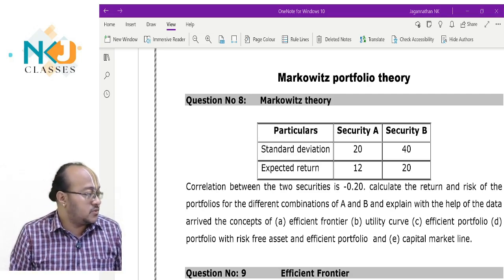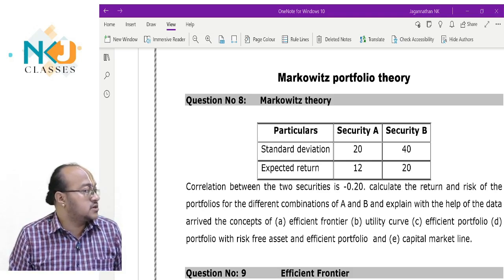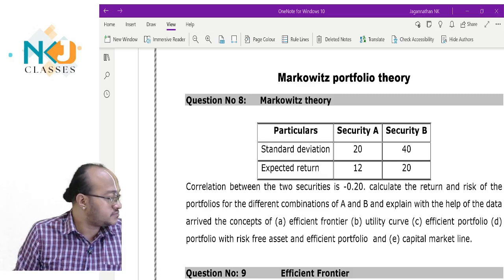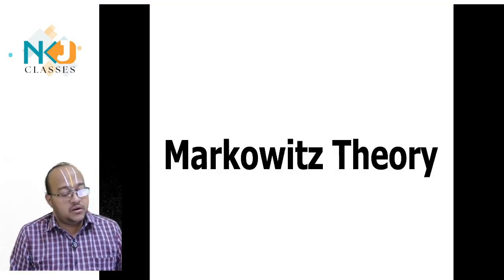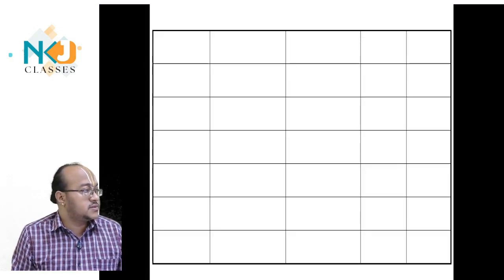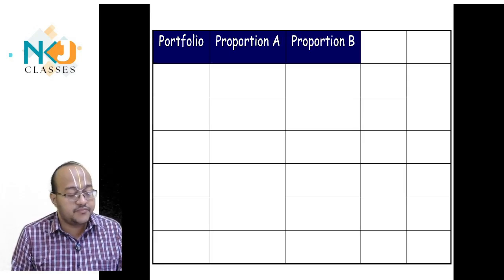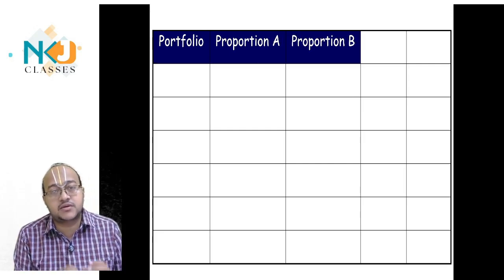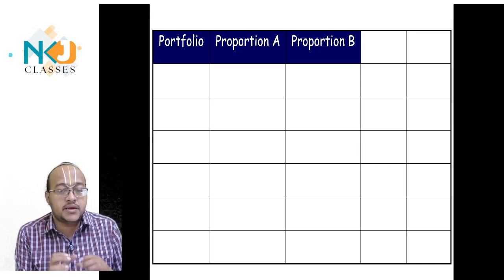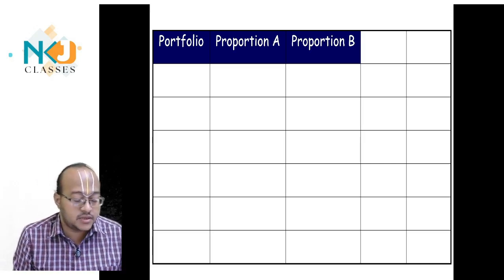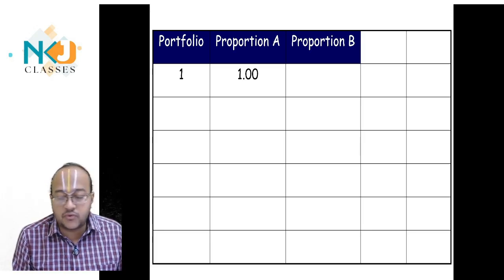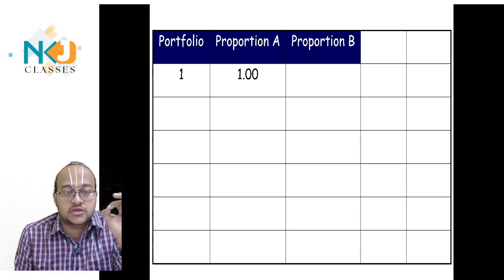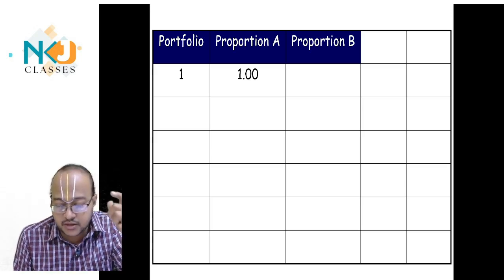Now, what will we do? With this background, we will start discussing Markowitz portfolio theory. See, I have taken some different combinations of these securities inside the portfolio and built different portfolios. For example, portfolio 1 is the first portfolio. How many securities are there in this question? 2 securities, security A and security B, correct?